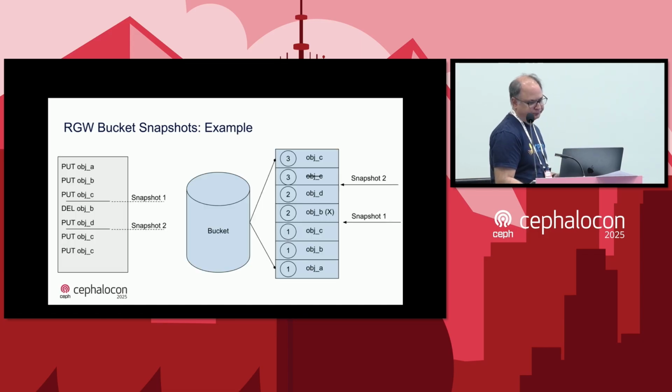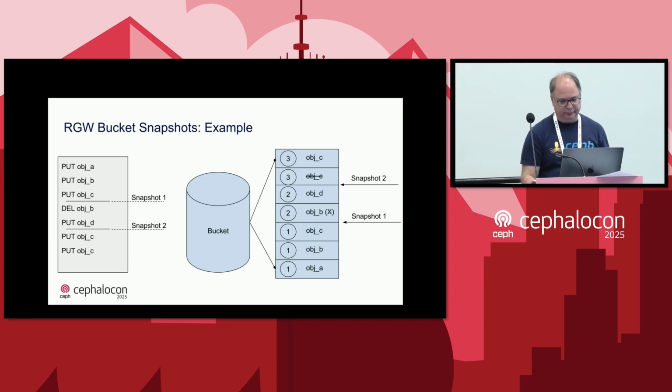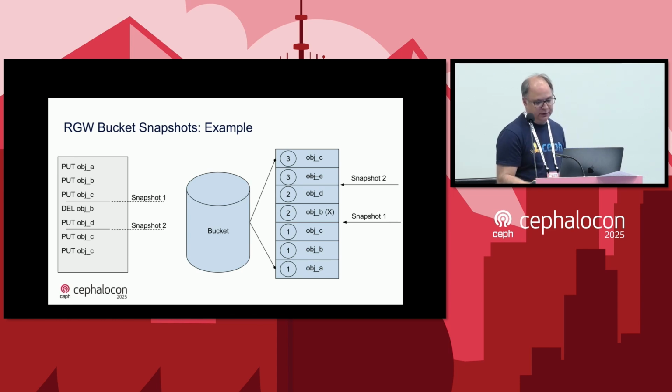And I can give you this example where on the left side we have a chain of operations that we do. We put object A, object B, object C, take a snapshot, delete object B, and so forth. And on the right side from bottom to the top, you can see all the objects that we now have in the system, where in the circles, that's the dimension of which snapshot they belong to. So you put object A, object B, object C at the beginning before the first snapshot, and they become part of snapshot 1.